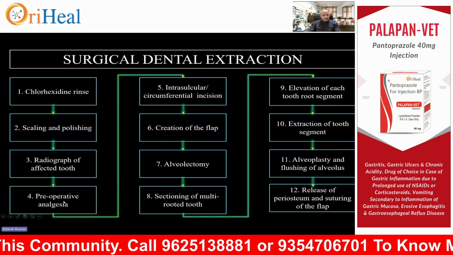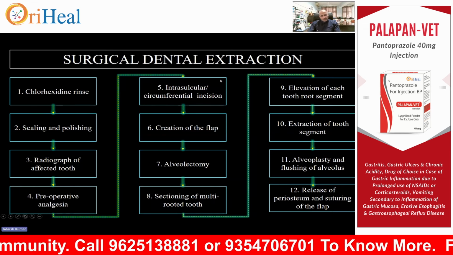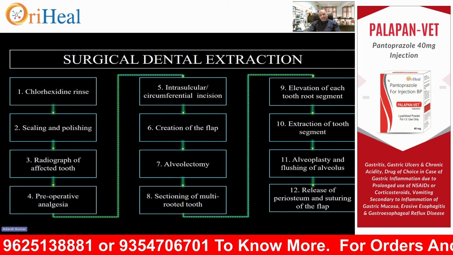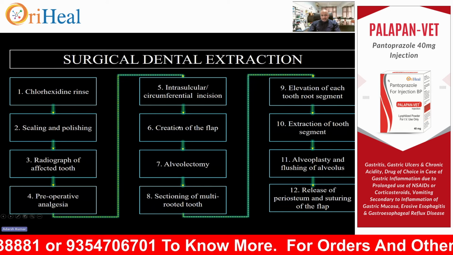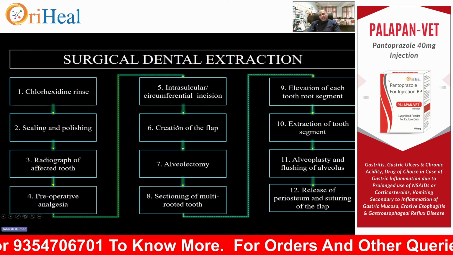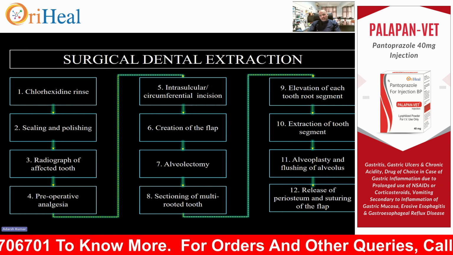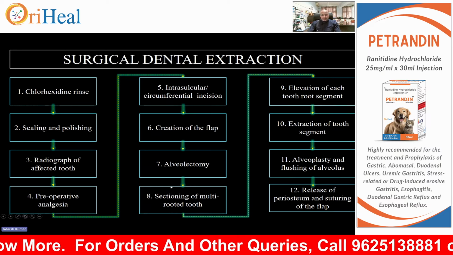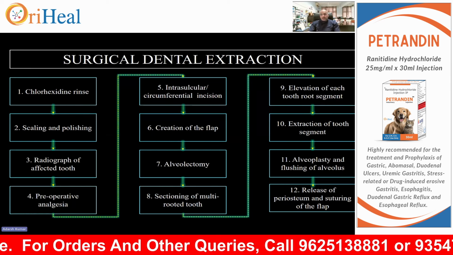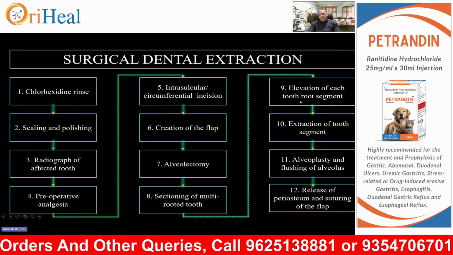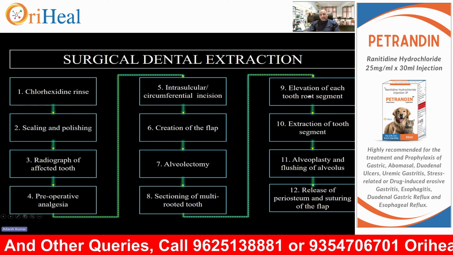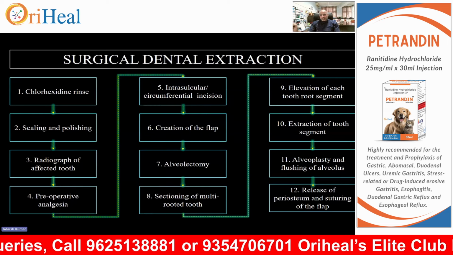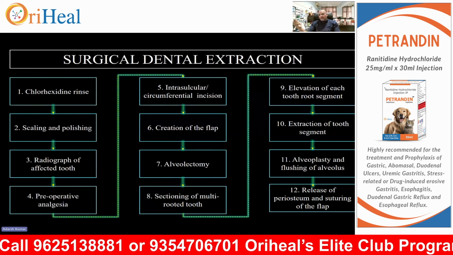Then you go for the dental nerve blocks in the form of analgesia. Then you give the incision, which is an intrasulcular or circumferential incision. Flap is created. Once the flap is raised, cut the alveolus, we call it alveolectomy. Then once the tooth is exposed, you have to section the tooth. If it is a two root or three root tooth, then elevation of each root segment: you put the luxator inside first, and then the elevator, elevate it, and then you extract it with the help of an extraction forceps.